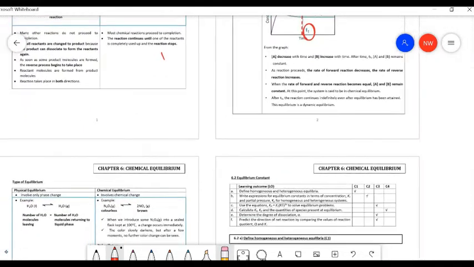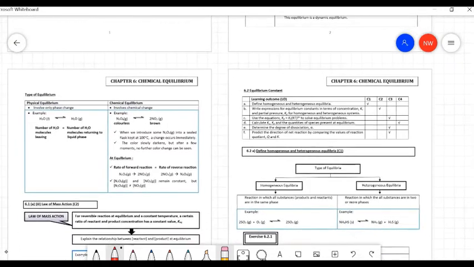Kita tengok seterusnya, jenis-jenis equilibrium. So kita ada dua jenis equilibrium, which is physical equilibrium. Okay, physical equilibrium hanya melibatkan perubahan phase sahaja, contoh daripada liquid kepada gas. Okay, so number of water molecules leaving equal to number of water molecules returning kepada liquid phase.